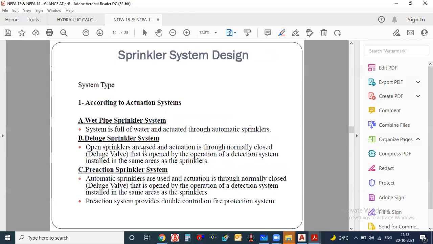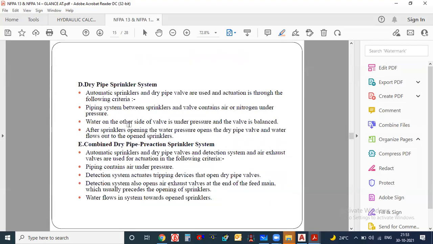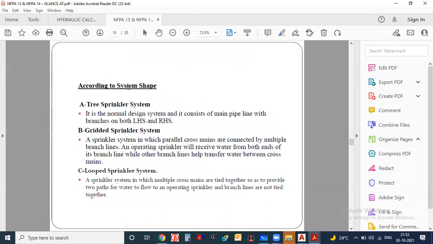Then in NFPA 13 also you see the types of sprinklers. Firefighting systems are given here, so you can go through that. Okay, 1 minute. According to the actuation system: wet pipe, deluge, sprinkler, pre-action. We have discussed this. According to the system: dry pipe, combined dry pipe. According to the system shape: pre-sprinkler, gridded loop sprinkler. Okay.